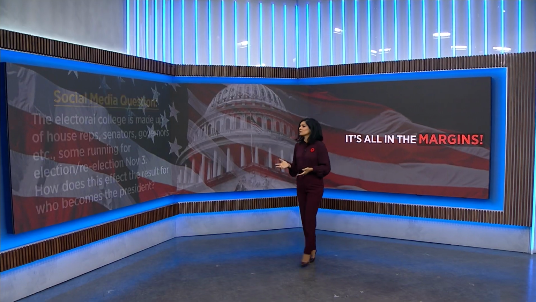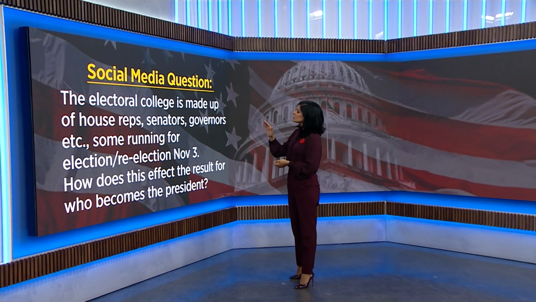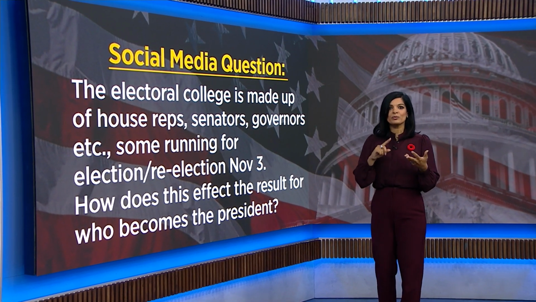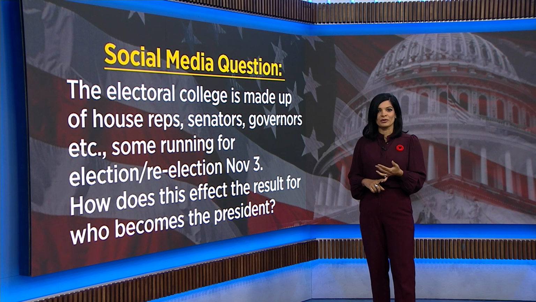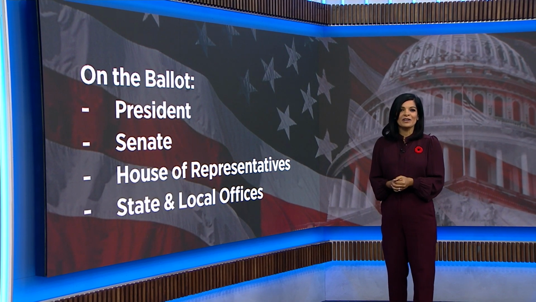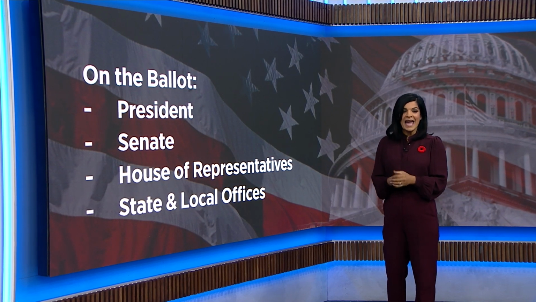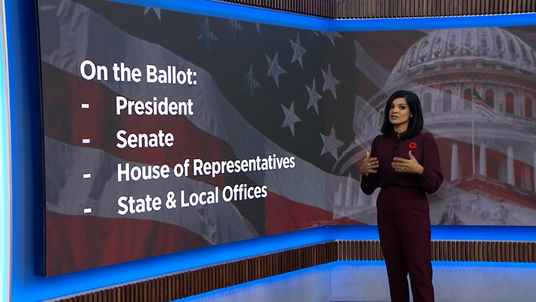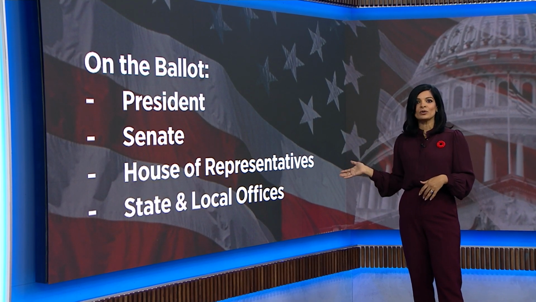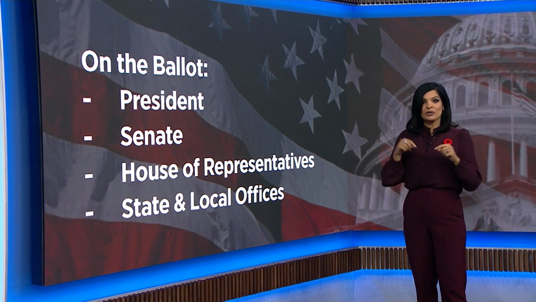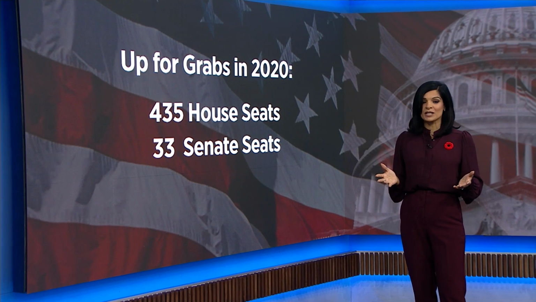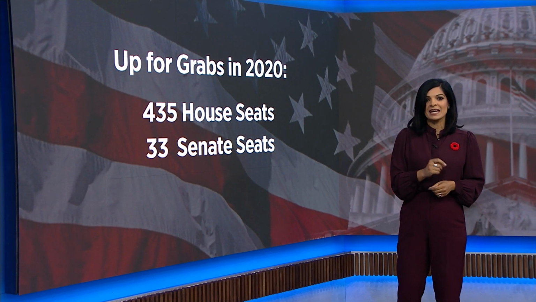Well, let's get to another social media question. Here's what Delvin wanted to know. The Electoral College is made up of House representatives, senators, governors, people who are running for election or re-election on November the 3rd. So how does that affect who becomes president? Well, here's the facts. It's true that members of the House and the Senate will be elected on Wednesday, and a typical general election ballot looks very different than ours. It includes choices for president, the Senate, House of Representatives, state and local offices, depending on where you live. So this year, all 435 seats in the House are up for grabs, as they always are, as well as 33 of the 100 seats in the Senate.